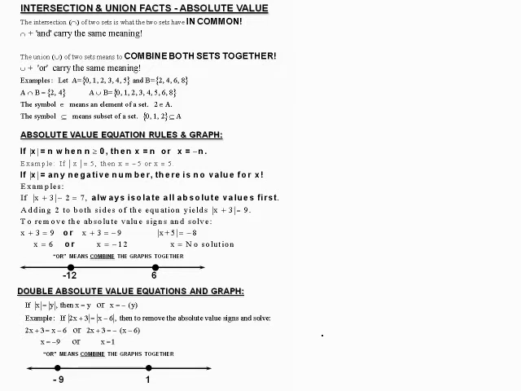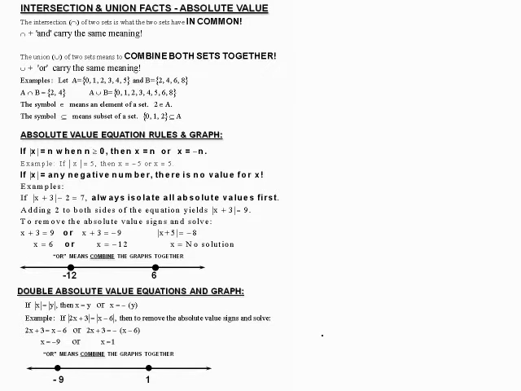This one we're going to start out with, we'll cover a few sections in the chapter, but we're going to look at the top part of this handout first, which is entitled Intersection and Union Symbols. As you notice in the top part of the handout, the very first line says the intersection of two sets is what the sets have in common.